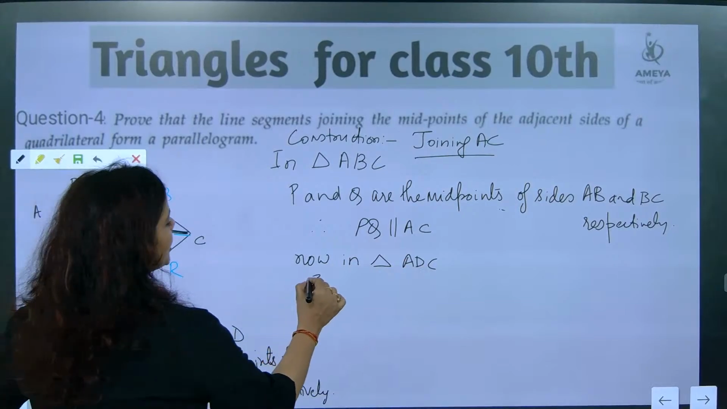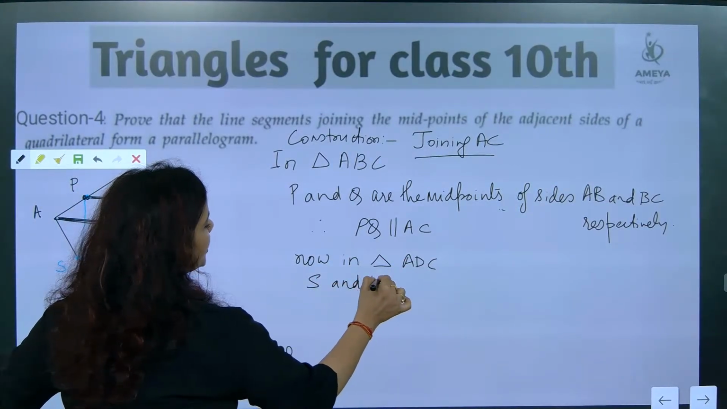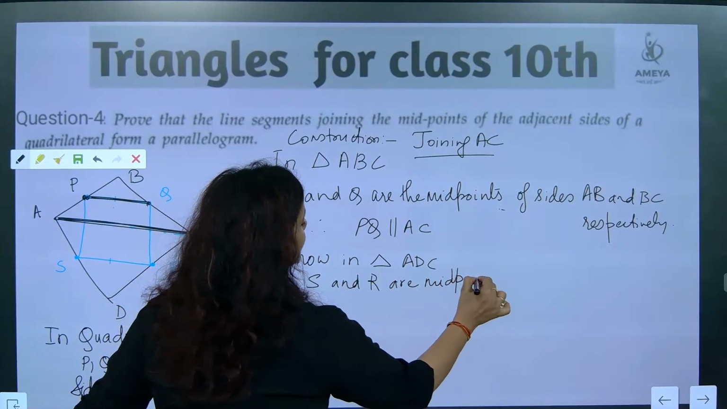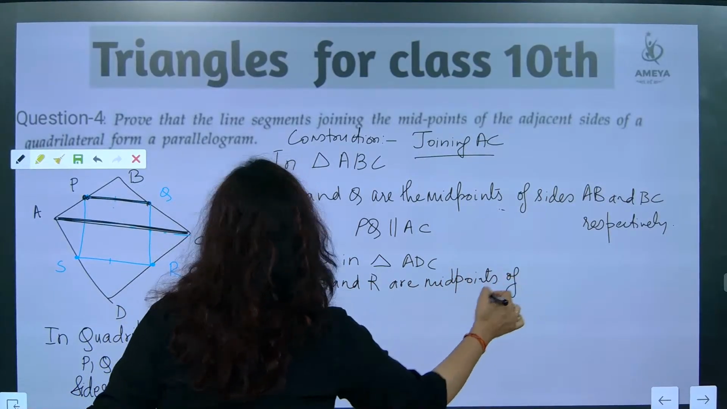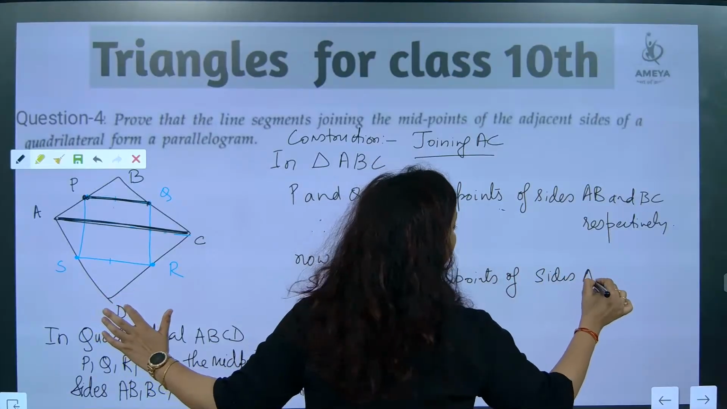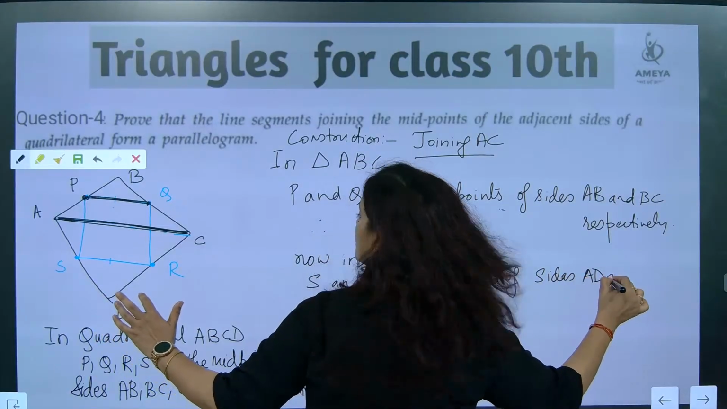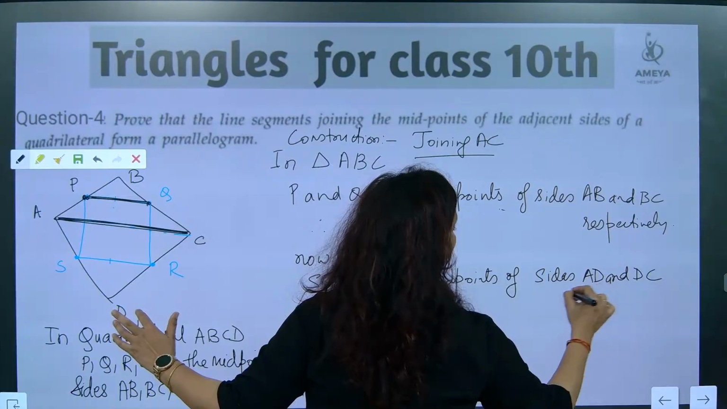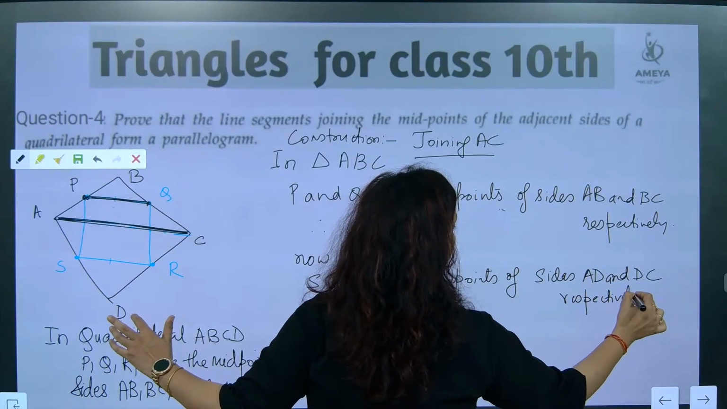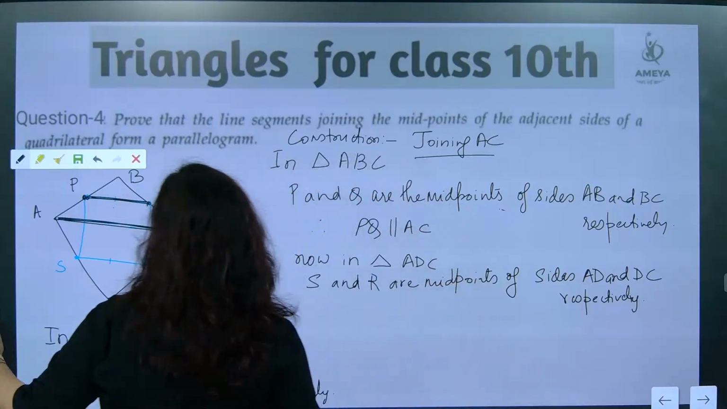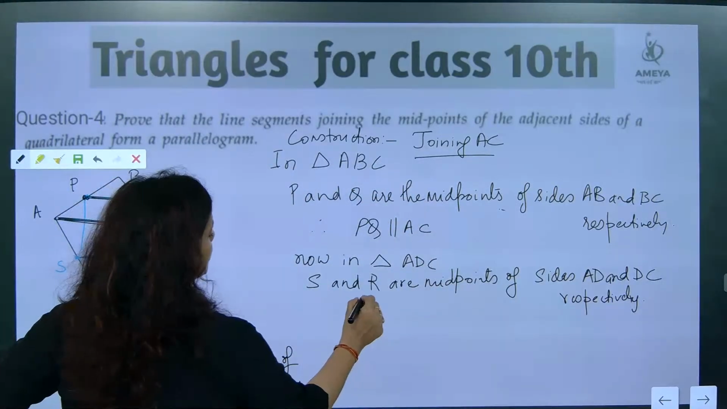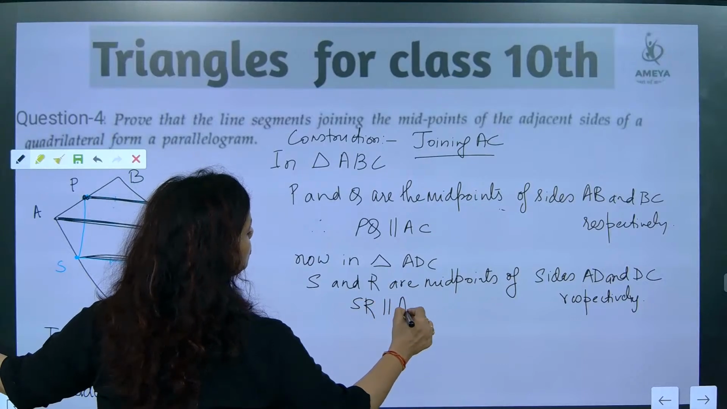Now, beta, S and R are what? S and R are midpoints. So if they are midpoints, then what can we write? Midpoints of sides AD and DC respectively. Then we can say that SR is parallel to AC.